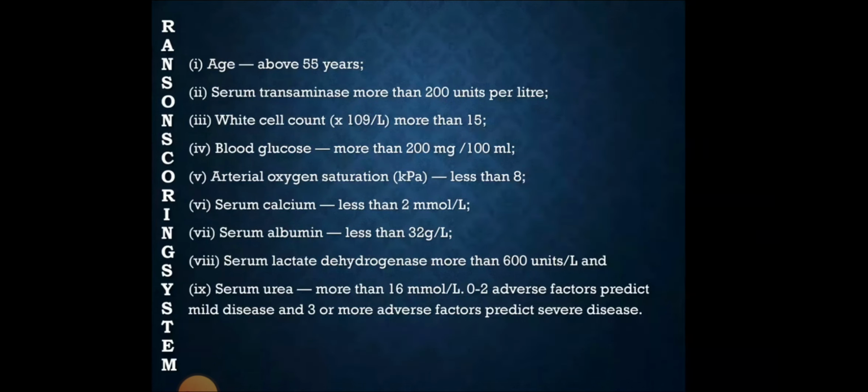If it is exceeding, then that will detect the severity of the condition. And the range is told: 0 to 2, if any two adverse factors are present, then it is considered as mild disease. If 3 or more adverse factors are present, then it is predicting severe disease. So based on that, the scoring is done. That is Ranson scoring system.